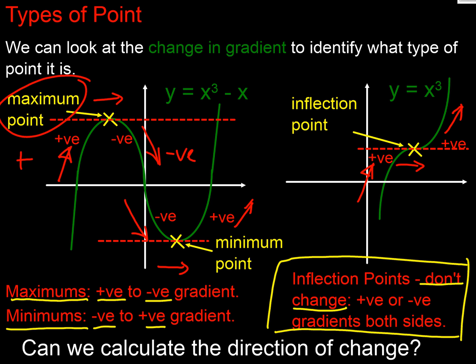So we could do all our calculations by just doing a sketch or calculate the gradients slightly either side and see what the result is. But is there a quicker way of doing it? Can we find another way of doing it?